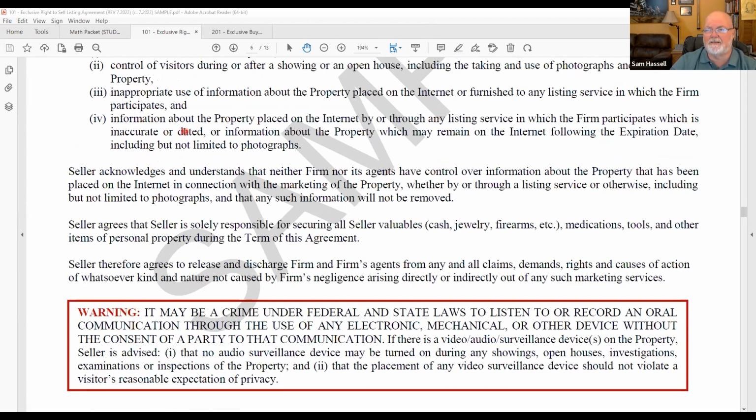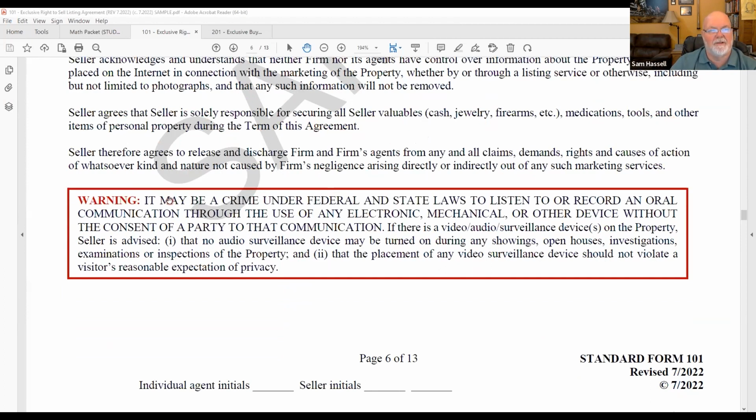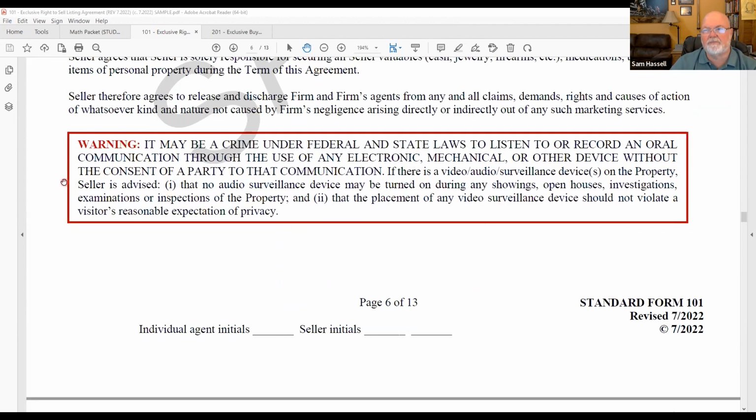The number one thing missing after open houses? Prescription medicines. They're left out on the counter, they disappear. So make sure that your client puts everything away. And I'm not talking about just putting them in a box where, as soon as you open the closet door, you can see them. Put them away, right? Lock them up, do something with them. That's probably the most that gets missing right away. Prescription meds, not a good thing. So the seller agrees the seller is solely responsible for securing all valuables, medications, tools, and other items of personal property during the terms.